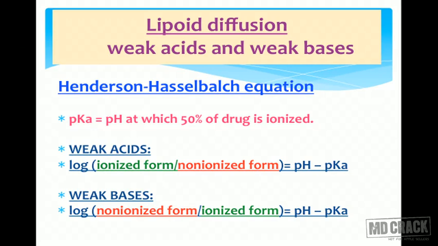Let's stay at this particular slide, at this particular equation for some time, and let's read again what is pKa. It is the pH at which 50% of the drug gets ionized. Let's suppose, for example, the pH is 3 and the pKa for a particular drug is also 3. So it's going to be 3 minus 3. Obviously, at this particular state, 50% of the drug is going to be ionized, 50% of the drug has to be non-ionized.